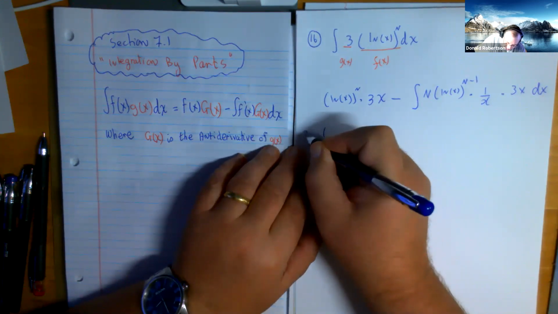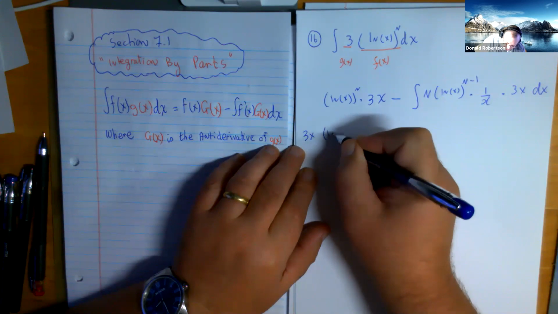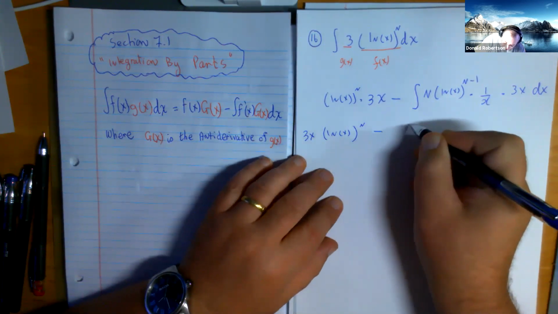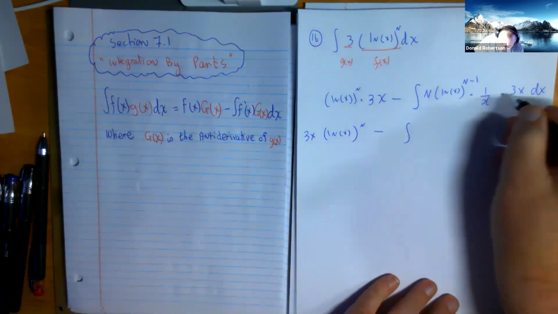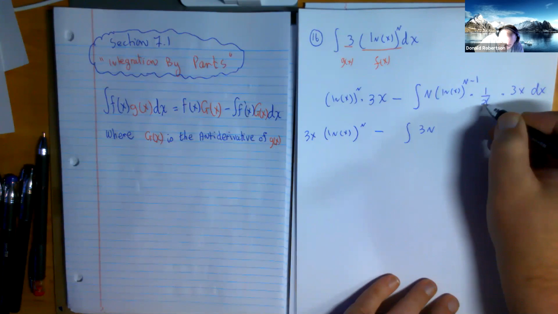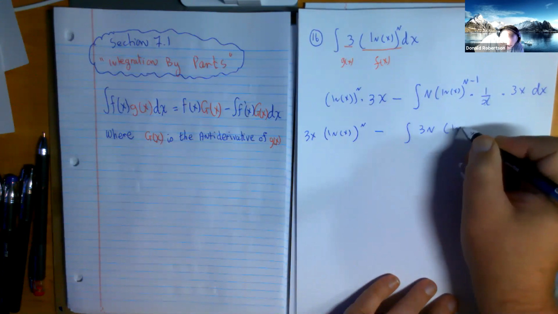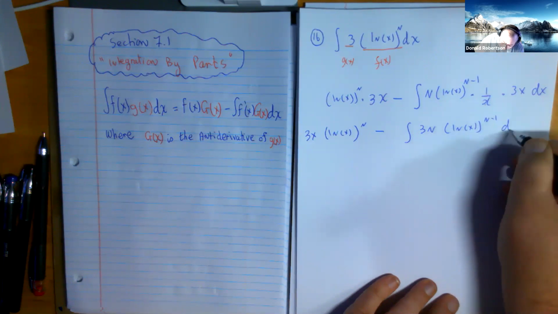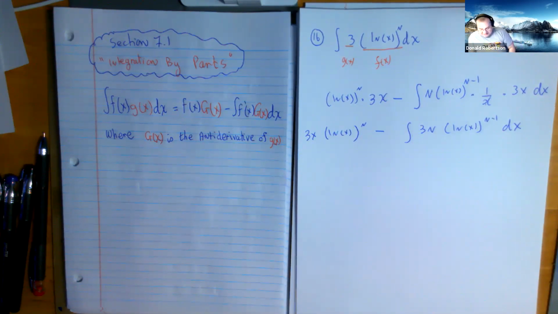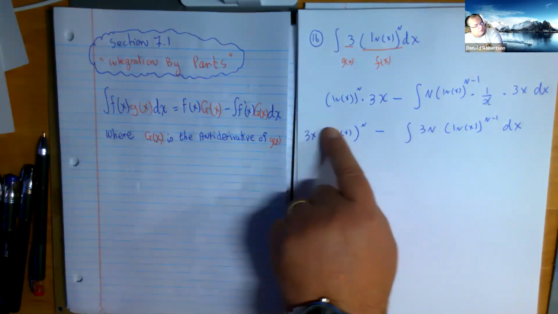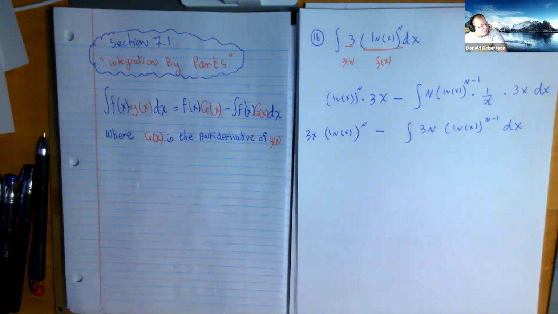So this fella now becomes 3x, the natural log of x to the power of n. Take away that and that gets you 3n. That x and that x cancels. And ln of x to the n minus 1 dx. And one of the, I think it's 4 or 5 choices, will be the guy that looks like him. And that's the one you pick.